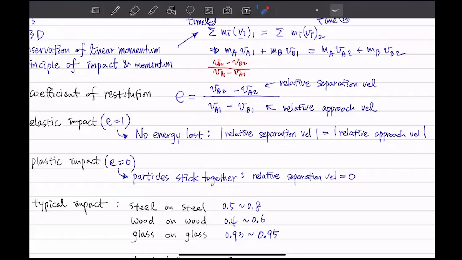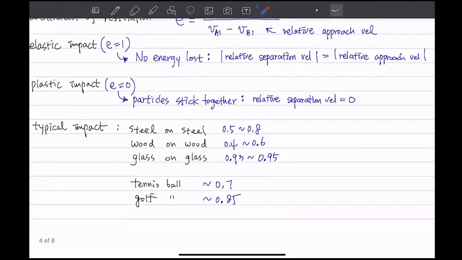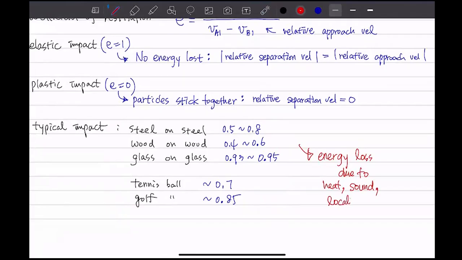And so what's happening in these typical cases? Where's the energy going? The energy is lost due to heat or sound or localized deformation. Typically there is a small energy loss, and that is what makes these not bounce back perfectly.